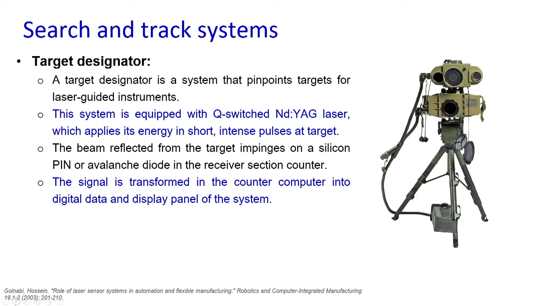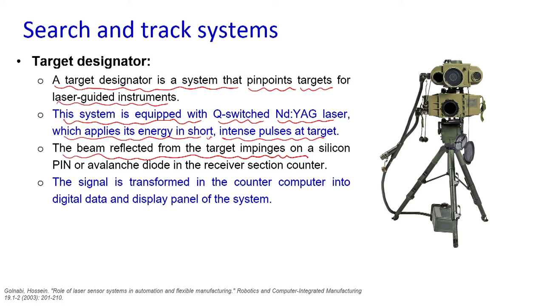The third application of lasers as far as search and track systems are concerned is the target designator. A target designator is a system that pinpoints the targets for laser guided instruments. This system is equipped with a Q-switched Nd laser, which applies its energy in short, intense pulses at the target. So here the target designator is being used to choose a particular target for further operation. It may be its processing, picking up, or we have to just locate the object and record its position.